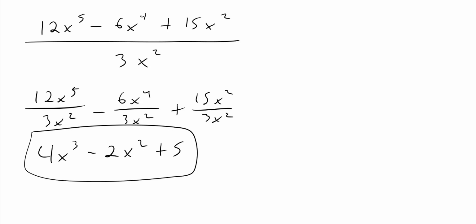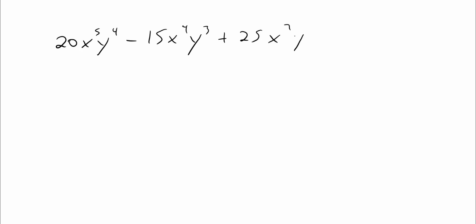All right, so let's do a couple more here. Let's put a couple extra variables in. Let's do 20x to the fifth y to the fourth, minus 15x to the fourth y cubed, plus 25x to the seventh y, just y. That's good. Now I've got to actually do a division here, divided by 5x squared y.